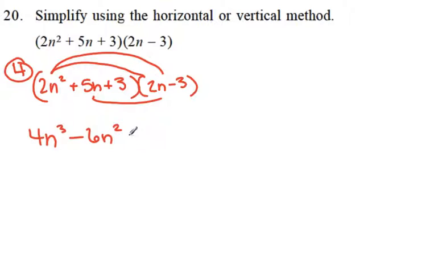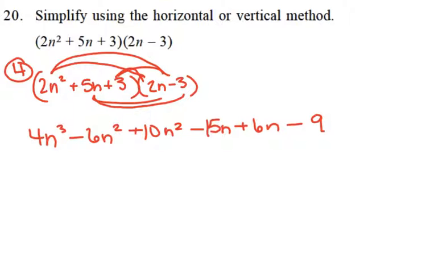5n times 2n is 10n squared. Almost forgot the square, guys. Be careful. It happens to veteran people. So 5n, 2n, 5 times 2 is 10. n times n, n squared. All right, now we need to do 5n times negative 3. So that is negative 15n. Then we have 3 times 2n, which is plus 6n. And then we have 3 times negative 3, which is negative 9.